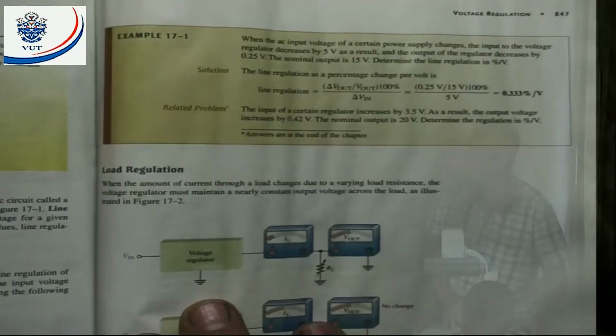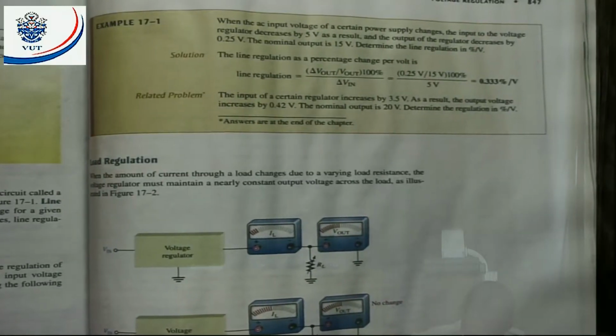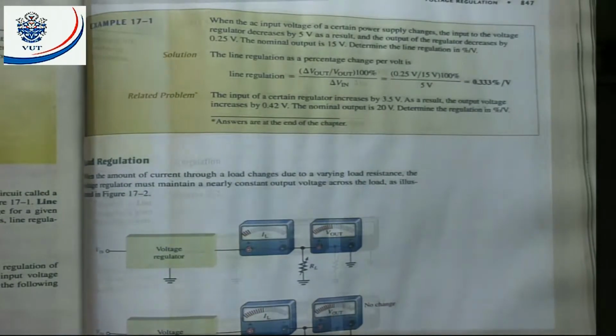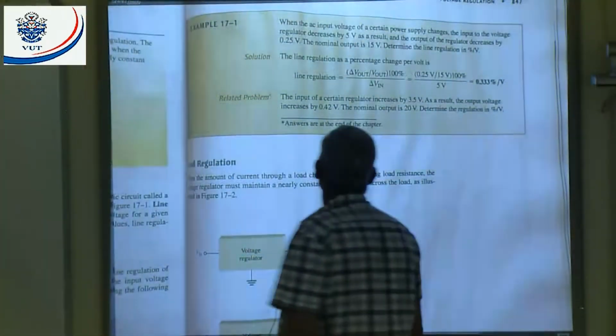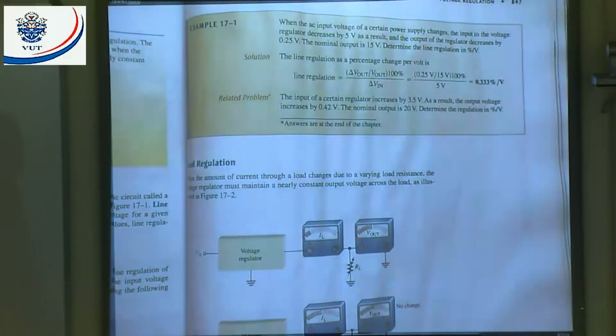Let's have a look at this example. Example 17.1, they say when the AC input voltage of a certain power supply changes, the input to the voltage regulator decreases by 5 volts. As a result, the output of the regulator decreased by 0.25 volts. The normal output is 15 volts. Determine the line regulation in percentage per volt.